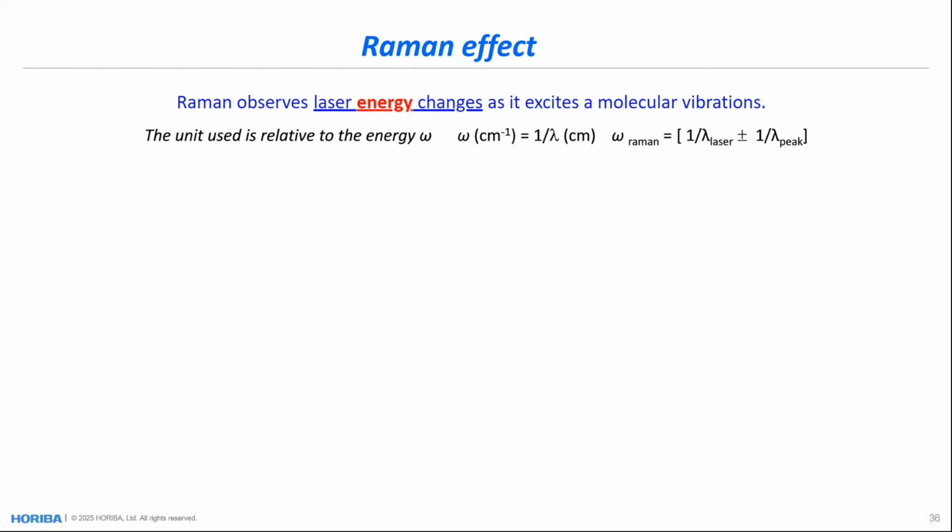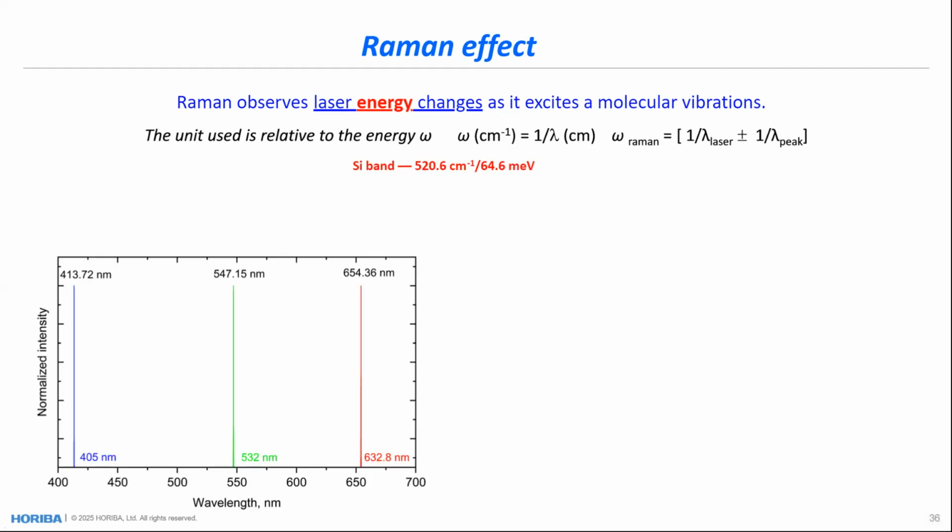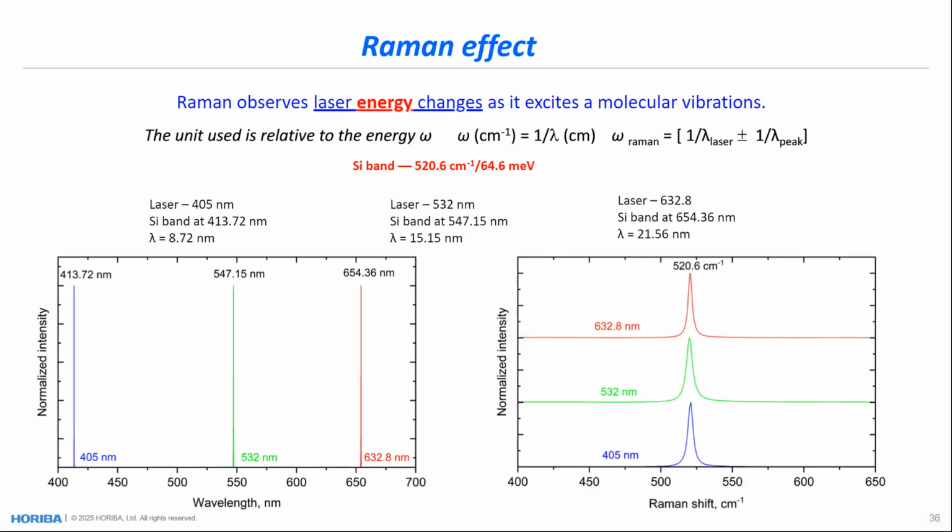Now, why are we doing this? Let me take a simple example. It's a silicon band at 520 wave numbers, which is an energy of 0.64 millielectron volts. If I'm using laser 405, the difference between this laser line and the silicon line will be 8.72 nanometers. If I use 532, it will be 15.15. If I take 633, it will be 21.6. So it's very difficult to see.